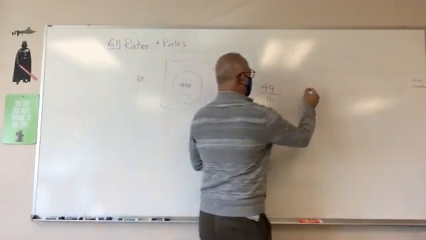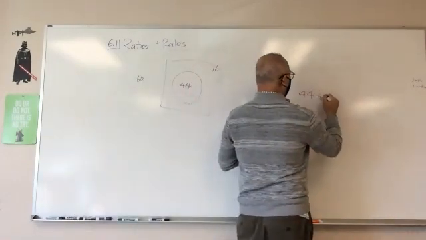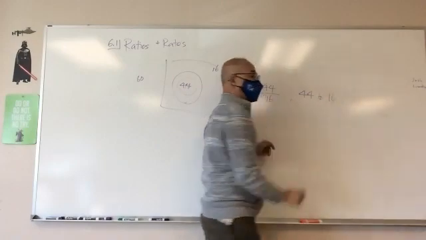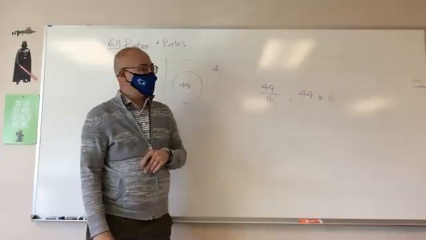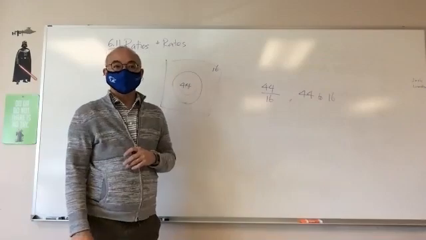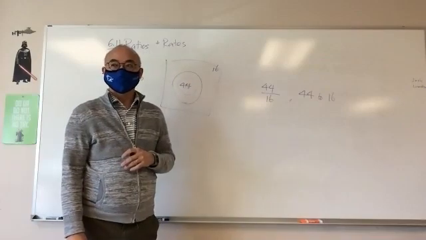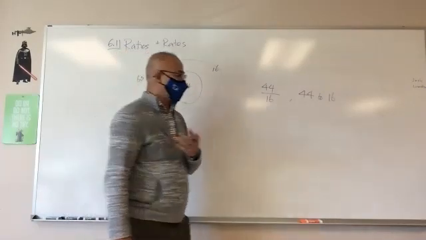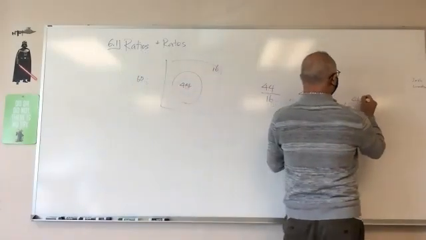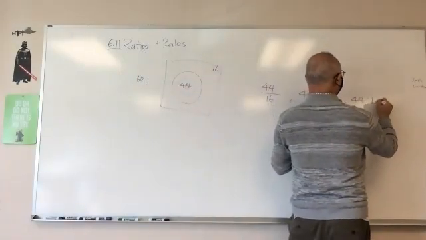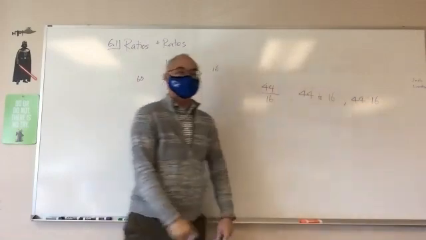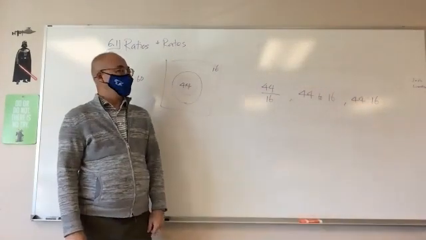Or we can write it as 44 to 16, correct? It's also written that way. Is there another way where we can write a ratio? 44 colon 16, correct? You can do it this way.